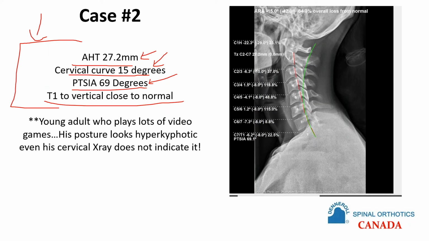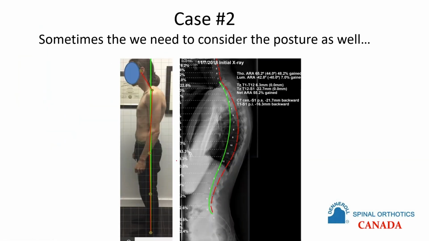He should have, or she should have, a good curve in this case. T1 is very close to normal. So I see that and I'm like, oh, money, this is a great case, cervical dental roll all day long. There's going to be some awesome curve correction. But, you know, in the history, this patient told me they spent a ton of time playing video games. And when he stood up and I looked at his posture, this is what I saw.